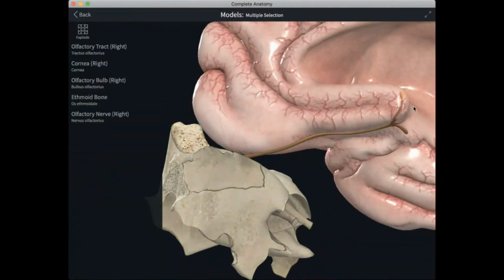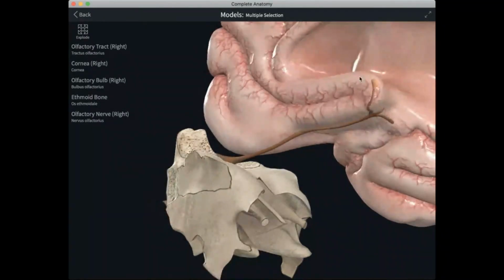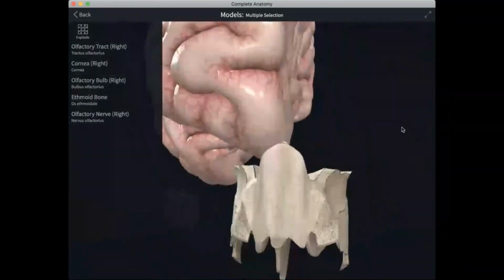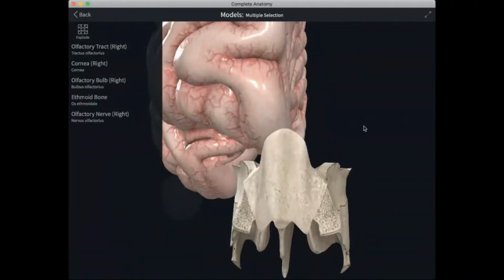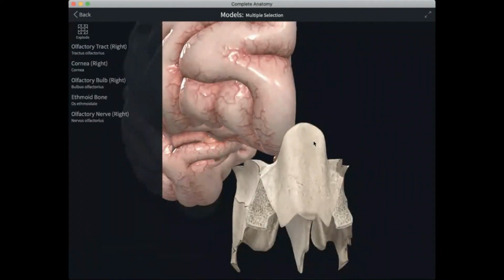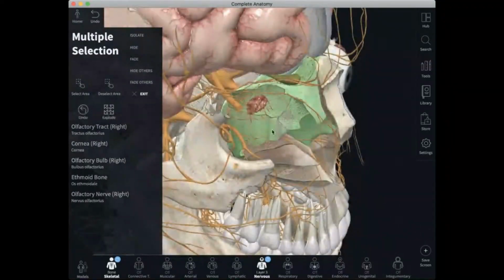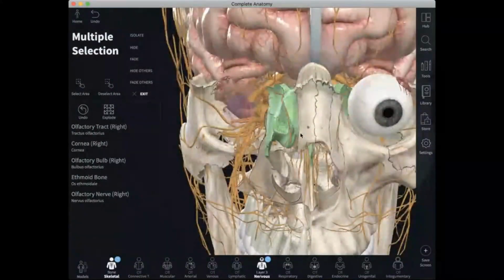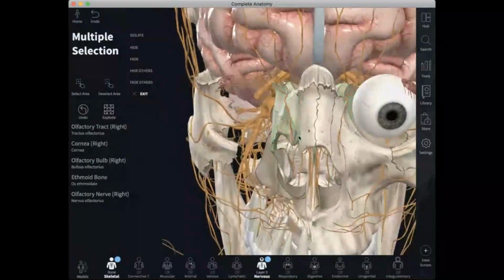This is a place where the olfactory nucleus is present in the base of the frontal lobe. So this is purely a sensory nerve. Then let's go to the optic nerve. The optic nerve is the second cranial nerve, and it is also a sensory nerve.